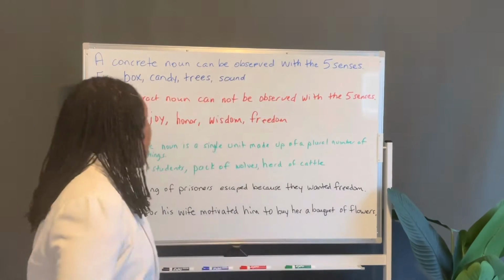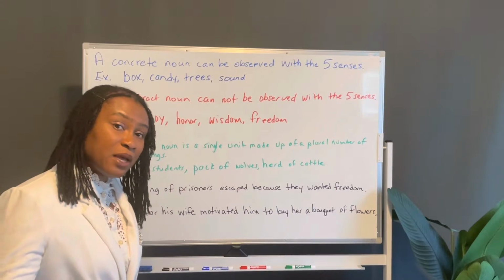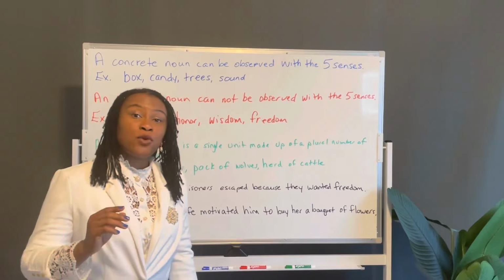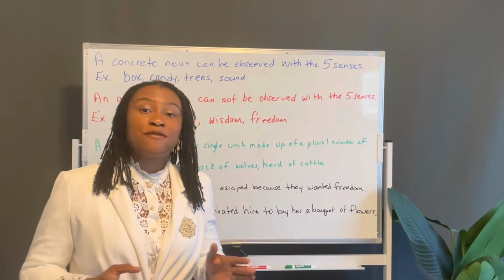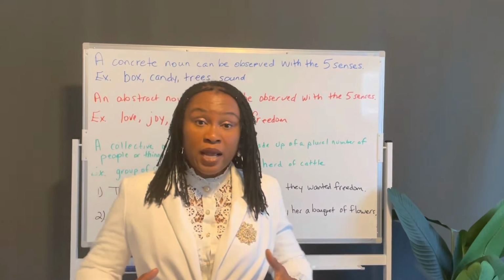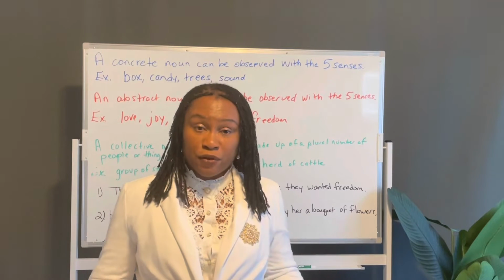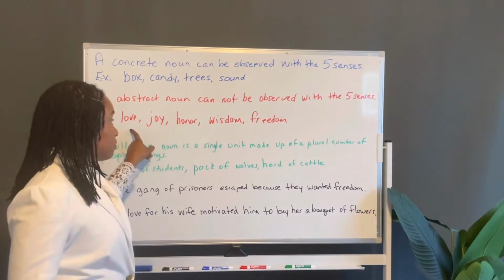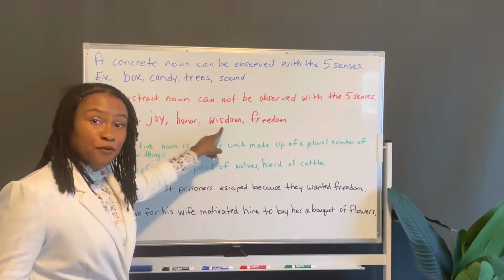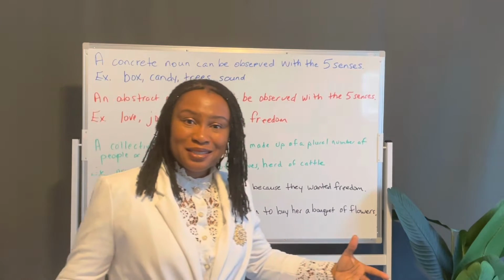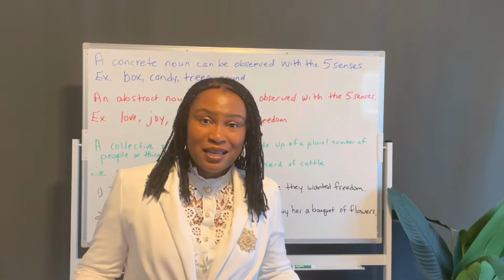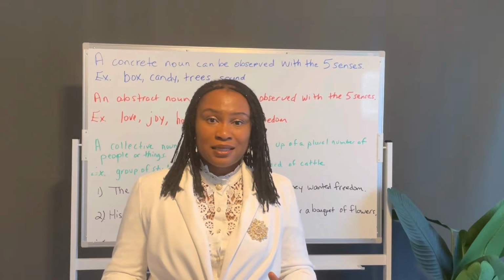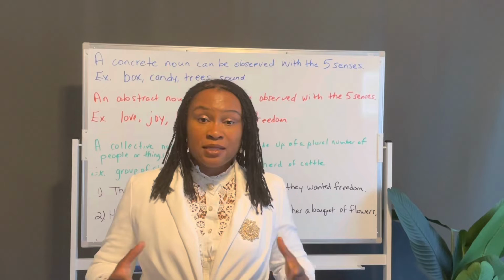An abstract noun is the opposite of a concrete noun. An abstract noun cannot be observed with the five senses. Even though you may see signs of it, it does not physicalize into the physical world as I'm a physical being in the physical world. So examples of abstract nouns are love, joy, honor, freedom, wisdom. We know they exist, and we may see signs of it, but they do not physicalize into the physical world as concrete nouns do.